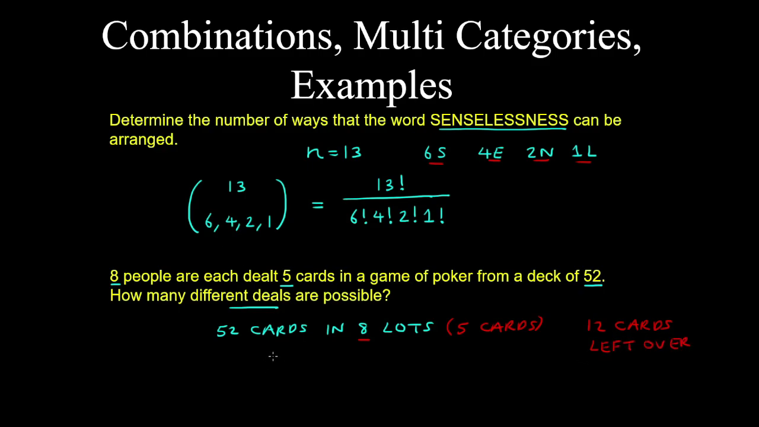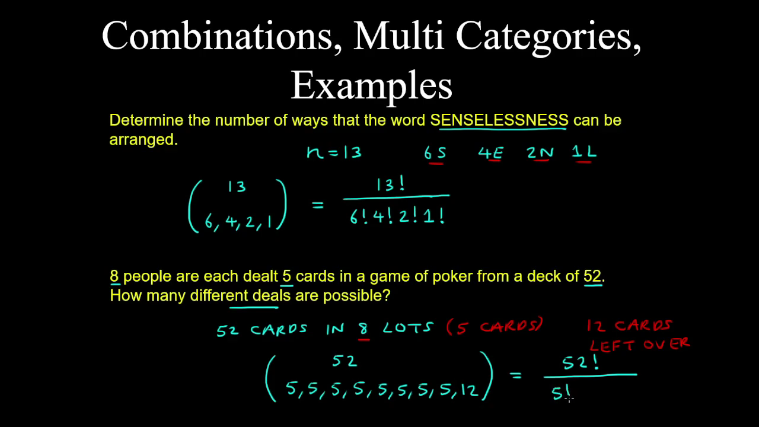and therefore the number of possible deals is 52 cards, and we split those up into 8 lots, so that'll be 5 8 times, with 5 cards in each lot, and the last lot gets the remaining cards. So therefore the number of possible deals is 52 factorial over 5 factorial multiplied by 5 factorial 8 times, so this will be to the power of 8, and multiplied by 12 factorial.